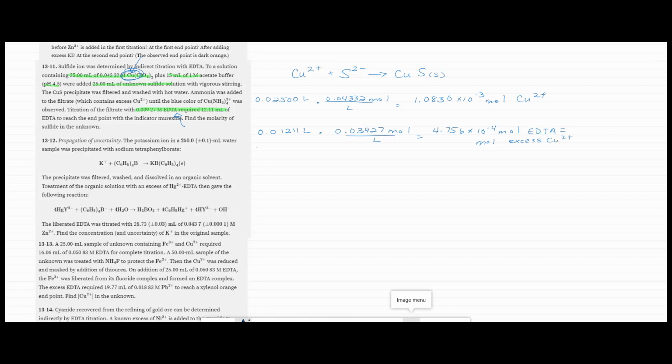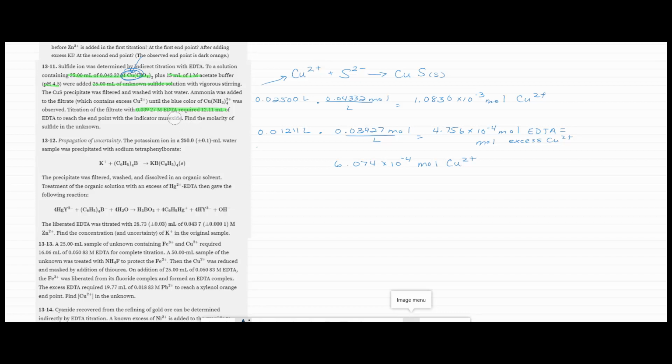Now, if we have the total moles of copper and we subtract out the excess moles of copper, what's left are the moles of copper used for the precipitate. So I get 6.074 times 10 to the negative 4 moles of copper that were used for the precipitate. So then let's go back.